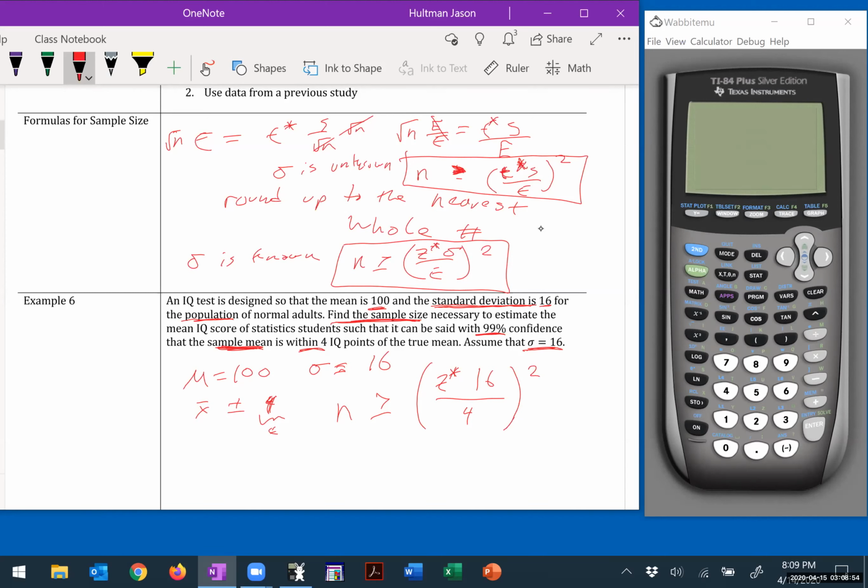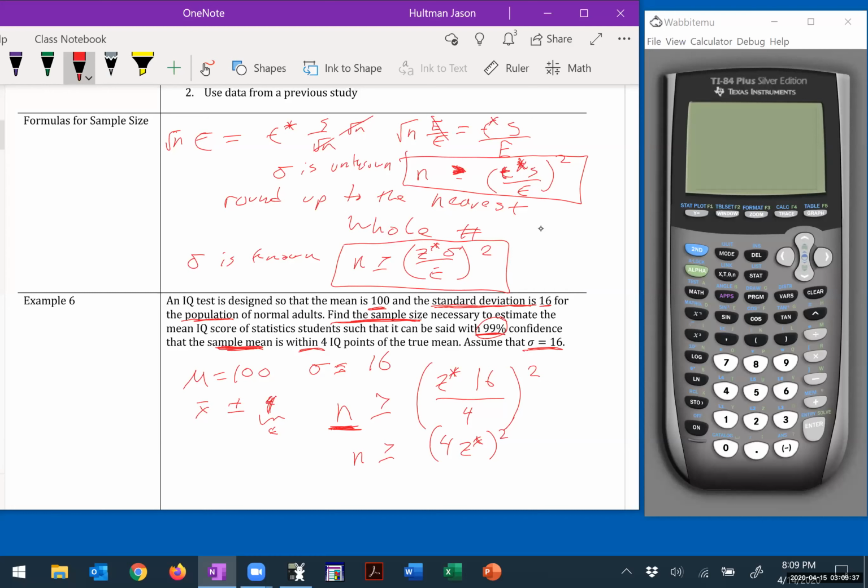Okay, so this is z star for a 99% confidence interval. I want to be 99% confident that this is my margin of error. So how many people do I need to test so that I'm within plus or minus 4 points? So this is 16 divided by 4, right? So n is greater than or equal to 4 z star, squared.